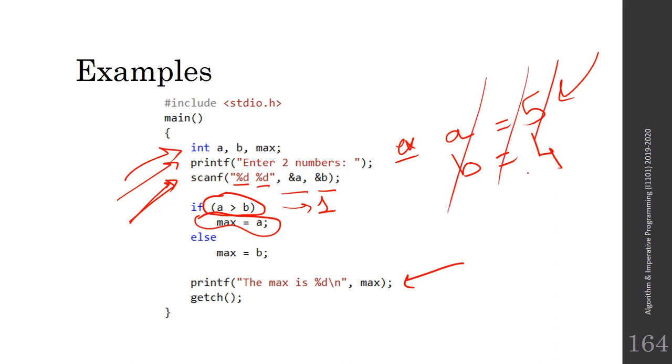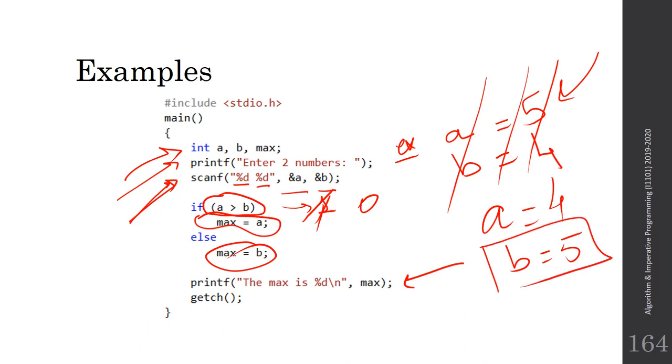Now suppose that we have A equal to 4 and B equal to 5. So again, is A greater than B? No. In C it returns 0. So 0 is equal to 0, it's not anything different than 0. So we will execute the else part, the block 2. So we put 5 in max. So when we print, the maximum is 5.